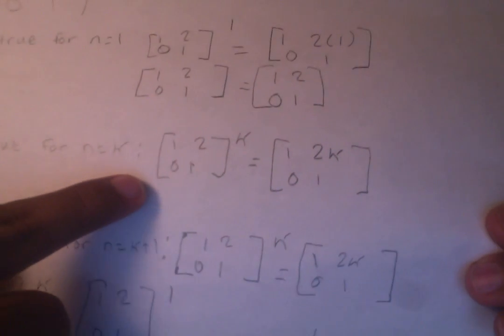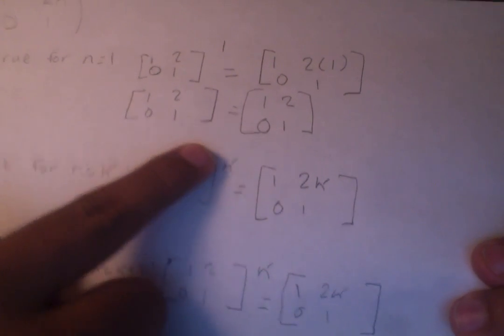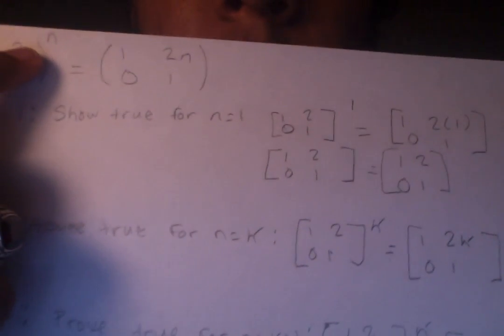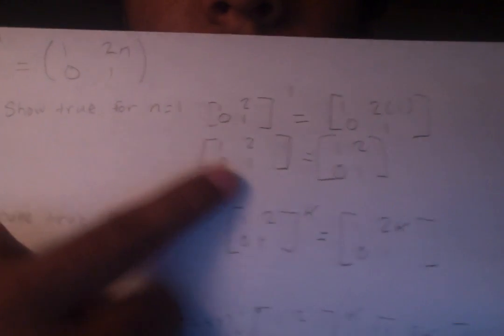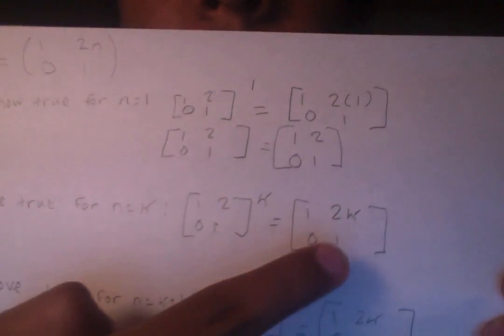And now step 2, just like our previous example, is that we must assume true for n equal to k. So now we replace all the n's with k. As you can see right here, I replaced the n in my original problem with a k, and I replaced this n with a k.